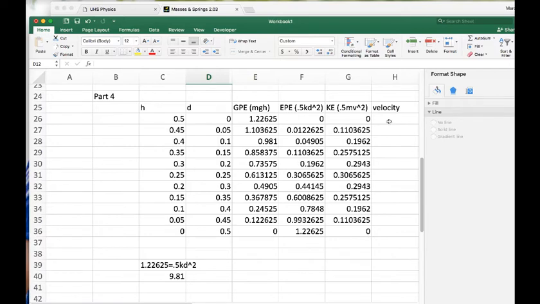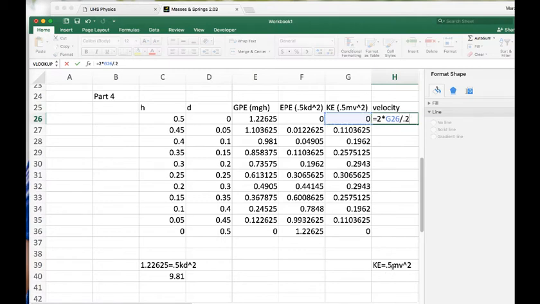So what I want to figure out is the velocity. How do I figure out the velocity? Well, KE equals 0.5 mv squared. So how do I solve for the velocity? It would equal 2 times the kinetic energy, which is this, divided by the mass, which was 0.250, and then I need to take the square root of that whole thing. So I'll use SQRT with that whole thing in parentheses, and there's the velocity.